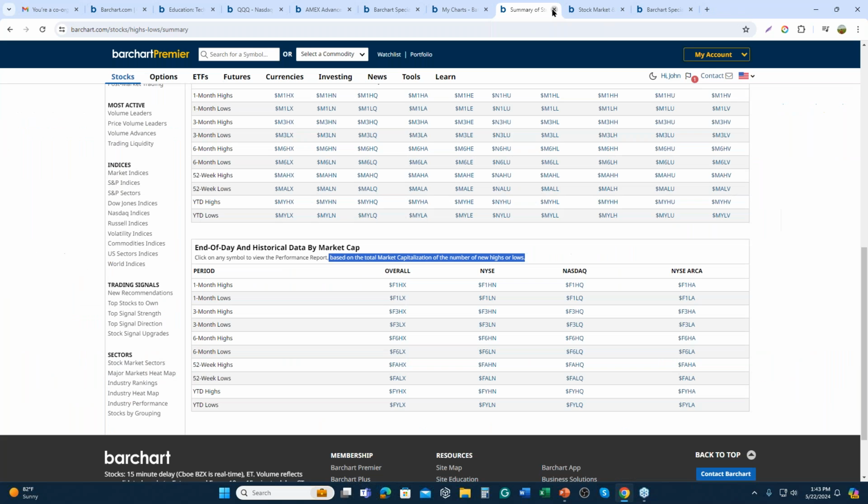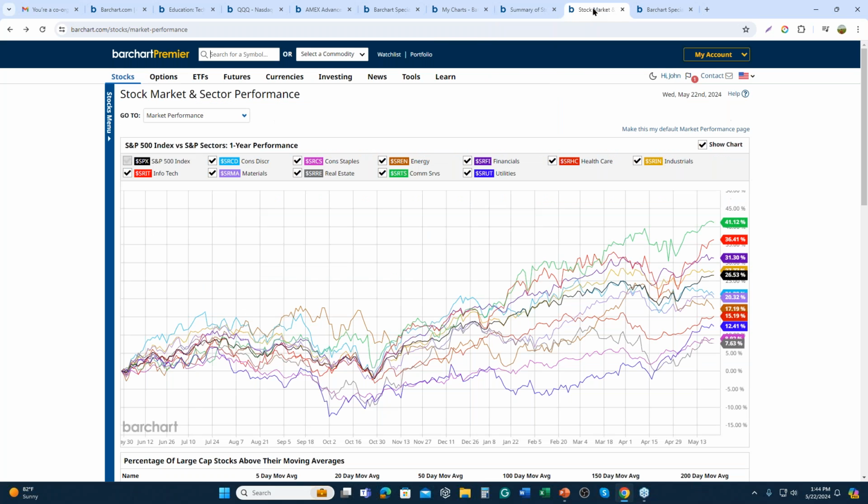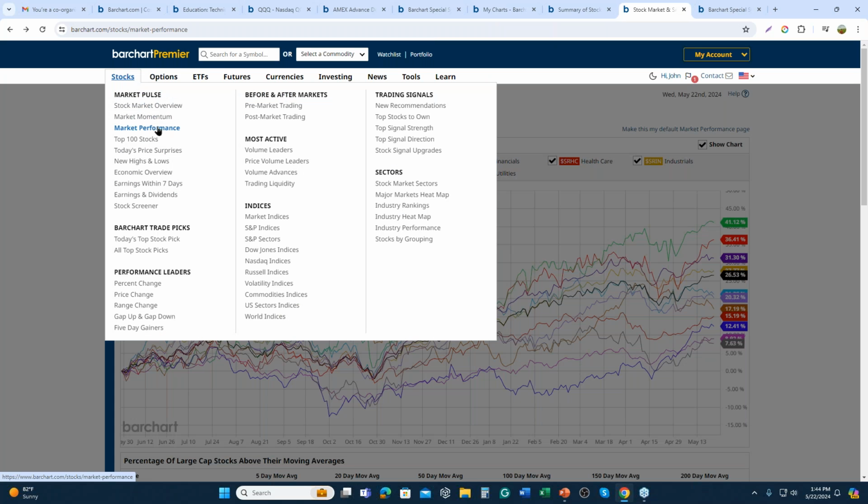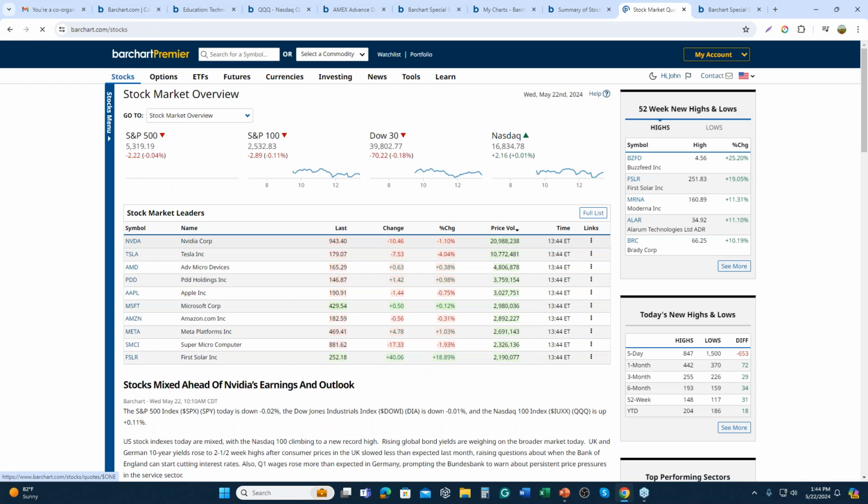So let's do this now. All right, so we talked about advanced decline number of stocks. We looked at volume. We looked at ratios. So let's now break this down in terms of performance, in terms of, let's say, sectors. So here I'm under my stock page where I'm looking at market performance.